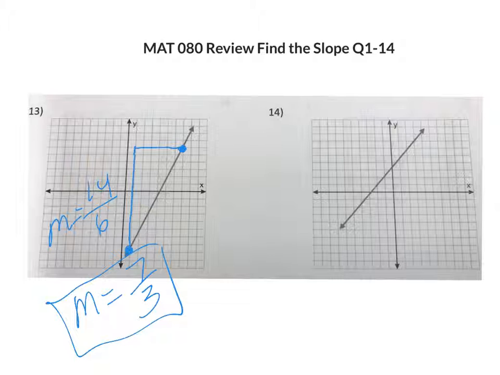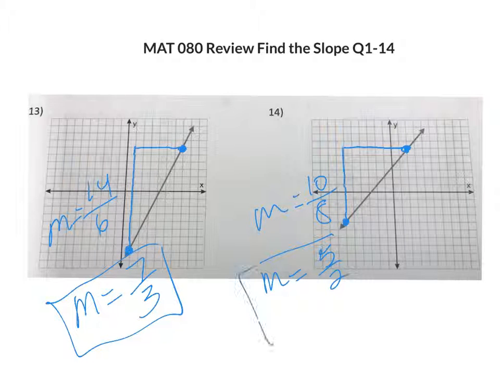For our last one here, we have a point right here and another point here. So it's going to go up 1, 2, 3, 4, 5, 6, 7, 8, 9, 10. Go over 1, 2, 3, 4, 5, 6, 7, 8. So the slope is 10 over 8. We can divide both of those by 2, and that would be 5 over 2. The line is going up, so it's going to be positive.